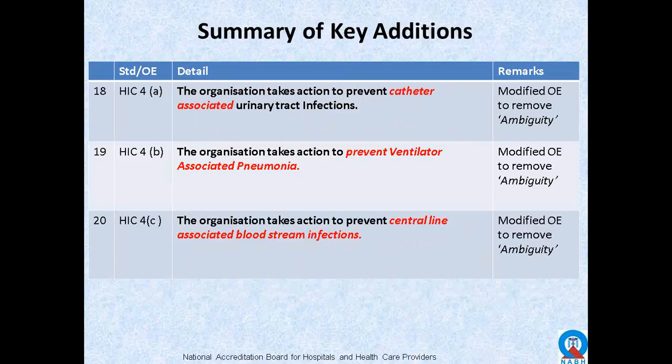Next, some of the other changes which have been done are in HIC 4A: the organization takes action to prevent catheter associated infection, takes action to prevent ventilator associated pneumonia, and takes action to prevent central line associated bloodstream infection.